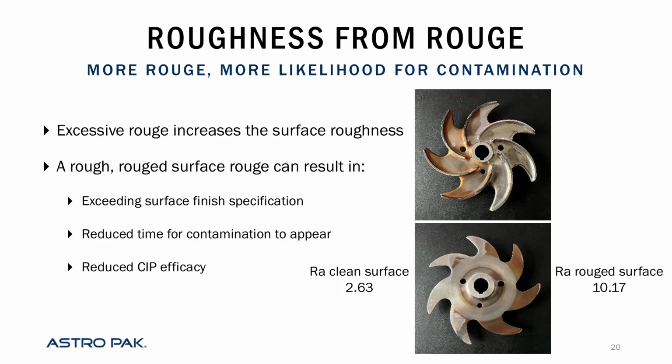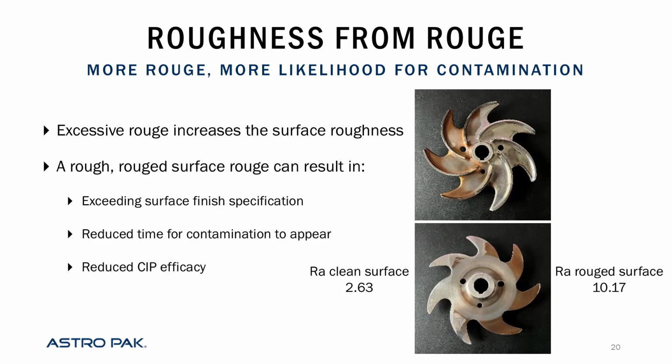A little bit more on roughness. Rouge or corrosion product on the surface can increase your roughness. So I have a pump impeller right here. It was electropolished, and then I got a nice little layer of rouge on it. The clean surface was excellent. It's a 2.6 micro-inch Ra. And on the rouge surface, 10 Ra.